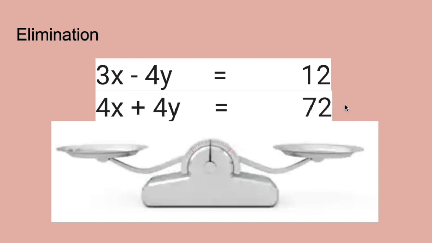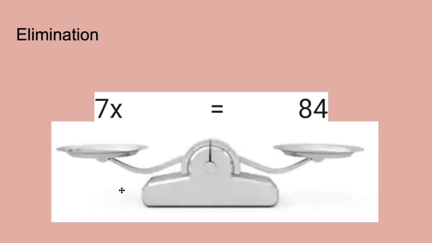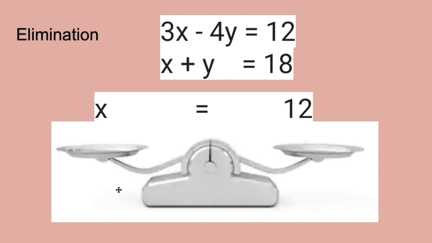Let's see how much that actually ends up being. That's the same as 4x plus 4y on the left and 72 on the right. When we add these together now, we get 7x plus 4y minus 4y, that's going to go away, equals 84. We then divide both sides by 7, we get x equals 12. We could substitute that into either of the original equations to find the value of y.